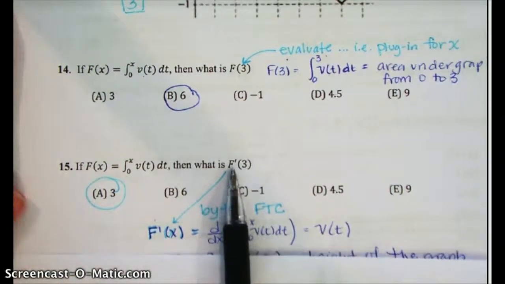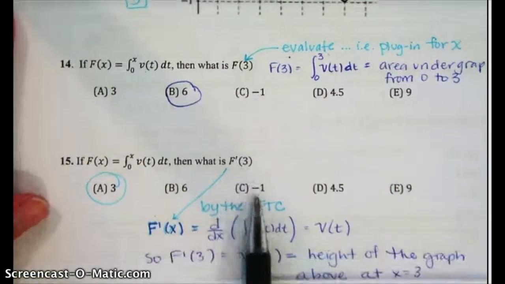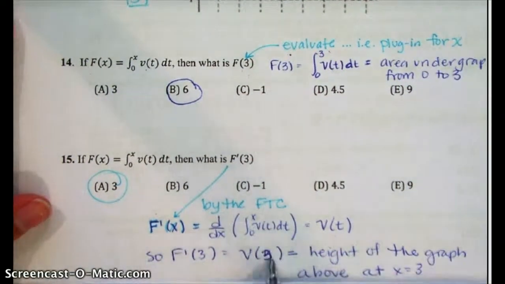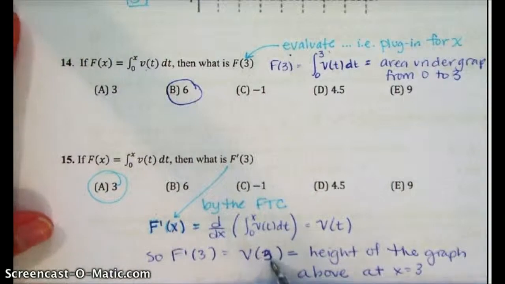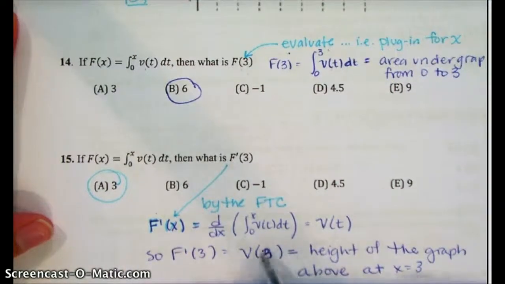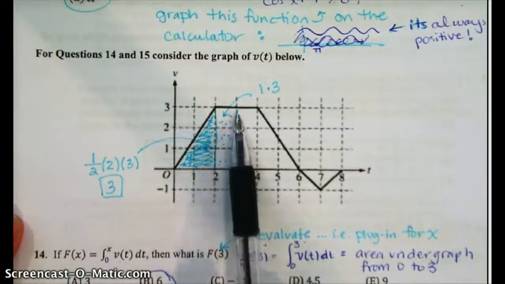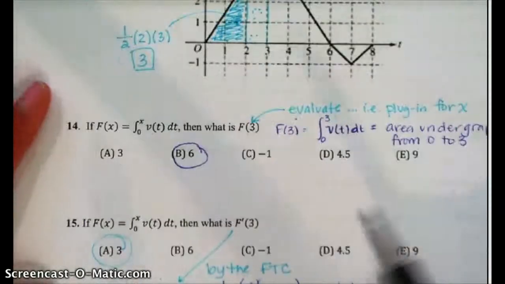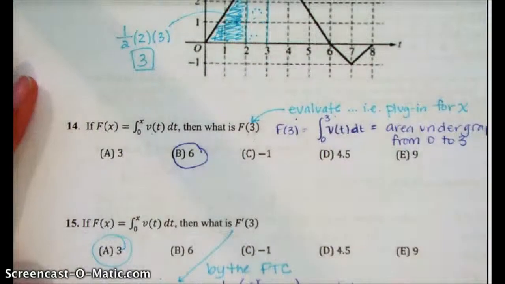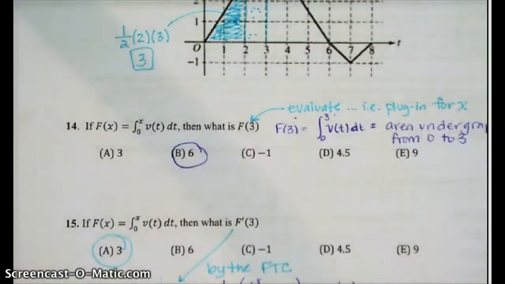So to evaluate the derivative at 3, we actually just plug in 3 to the v function, which is the function we see. When you plug this in, you read out the output as the height of the graph. So if I go to 3, the v function has an output of 3, which is why the answer was A. Go ahead and try your last one. Oh, where is it? Here we go.